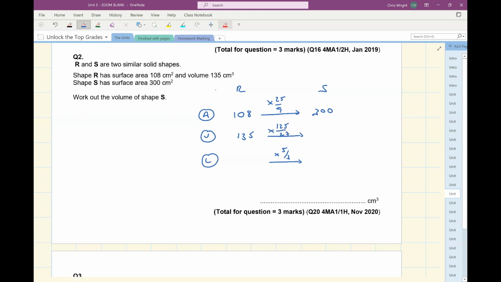So now I'm being told the volume of R is 135, and I'm being asked to work out the volume of S. So the volume of S will be 135 multiplied by that volume scale factor. 135 times 125 over 27 gives me an answer of 625 cubic centimetres.